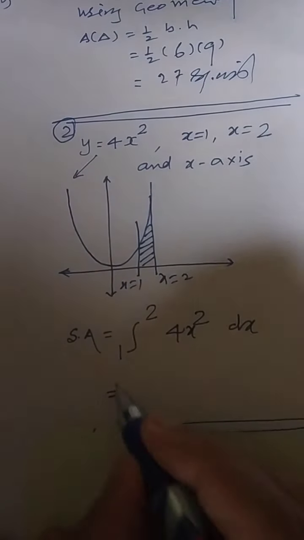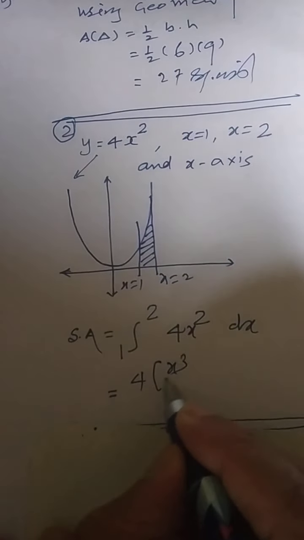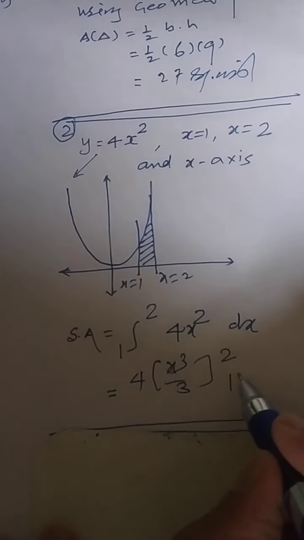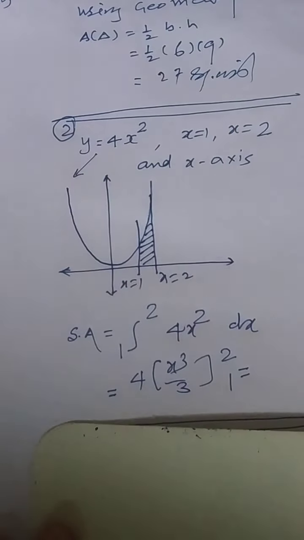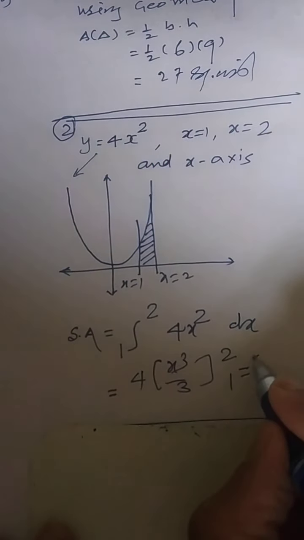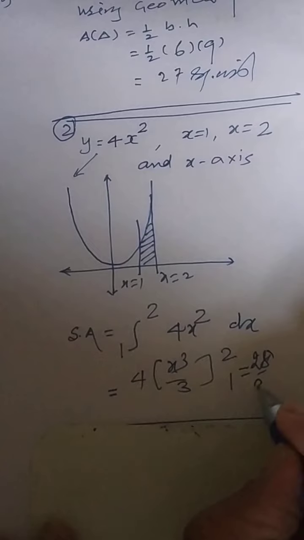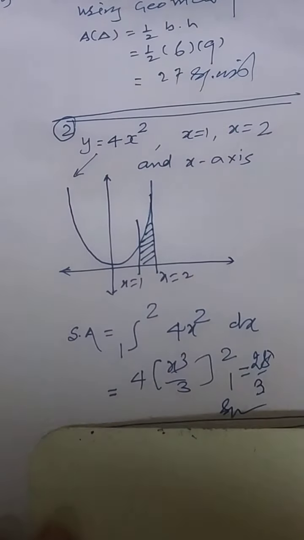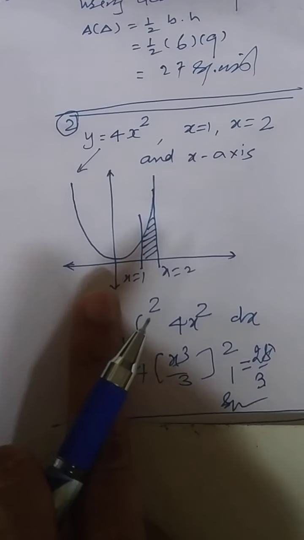Simplify. 4 will be coming outside. It will be x cube by 3. Okay. Upper limit is 2, lower limit is 1, and then you can get the answer. So you will be getting 28 by 3. Okay, that will be the square units. So this is another reason.